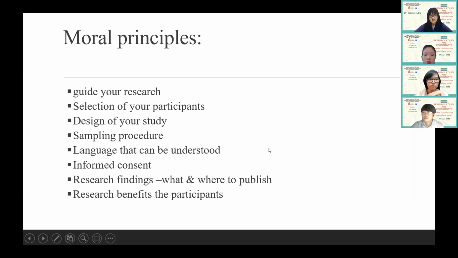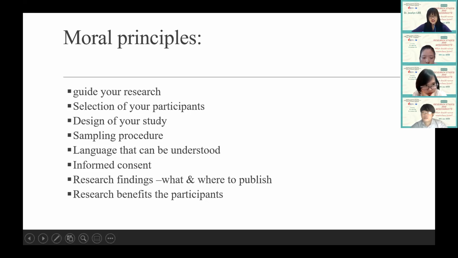So, to sum up, these are the moral principles to guide your research. In your selection of your participants, who are your participants? This is very important. Are they children? How do you talk to the children? The language. Do they understand what you're talking about? Or maybe your participants are a group of parents who are not so educated. And in your questionnaires or in the research information, is it clear? Is the language simple enough for them to understand?